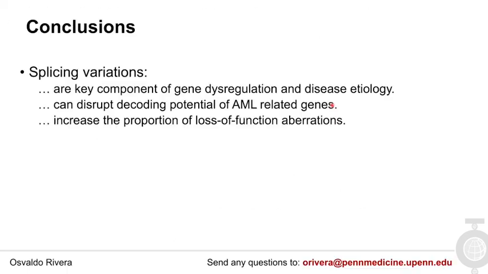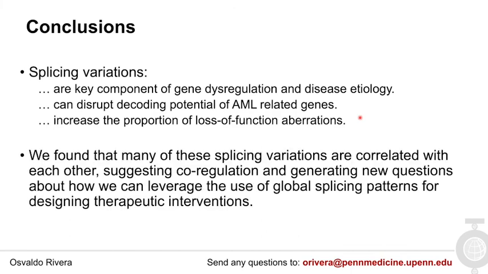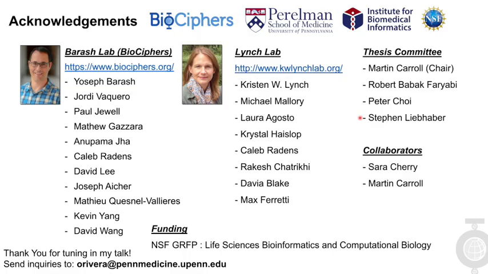In conclusion, I hope that today I was able to convey the importance of splicing variations as a key component of gene dysregulation and disease etiology. We found that splicing variations are able to disrupt the coding potential of AML-related genes and therefore increase the proportion of loss-of-function aberrations that can be found in a particular AML cohort. We found that many of these splicing variations are correlated with each other, suggesting co-regulation and generating new questions about how we can leverage the use of global splicing patterns to designate and design novel therapeutic interventions.